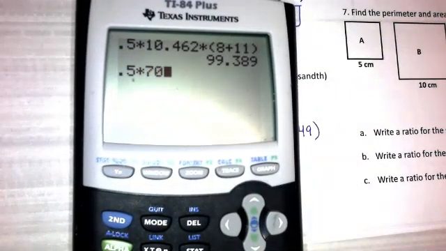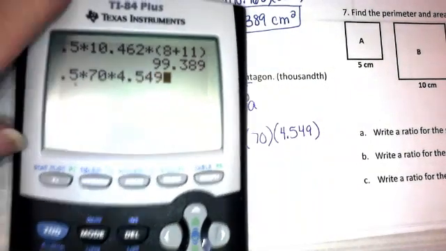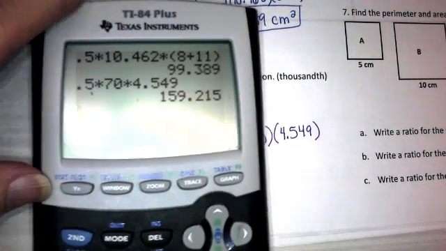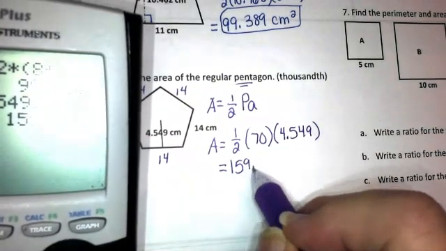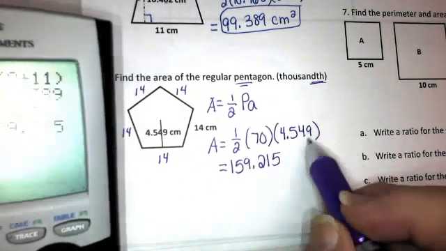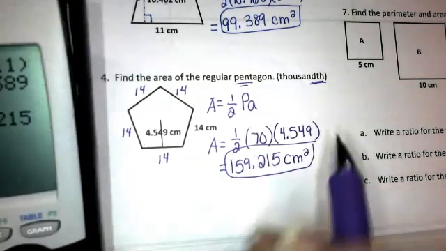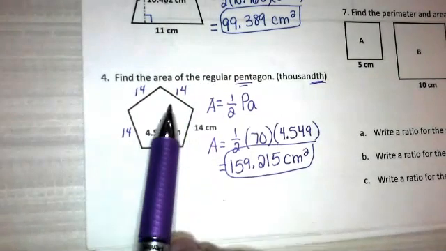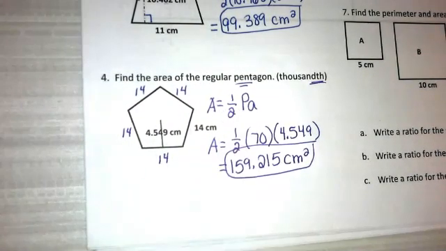0.5 times 70 times 4.549. And my answer is 159.215. It's the thousandths place, that's 3 decimal places, and that's exactly what we did. So any polygon, a pentagon, hexagon, octagon, any regular polygon, here's your formula, 1/2 perimeter times apothem.